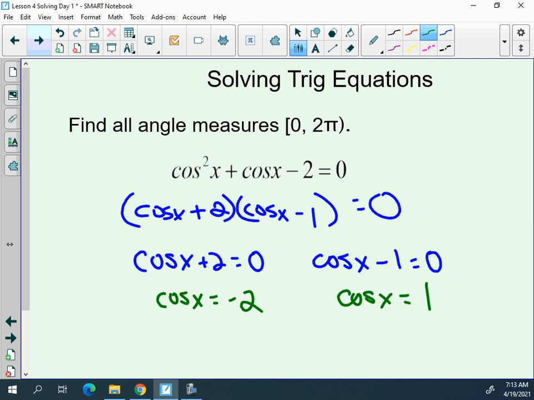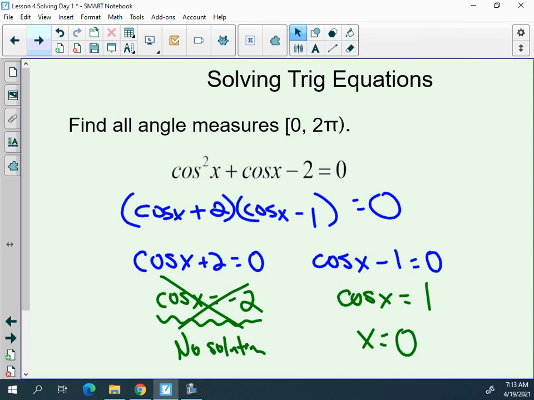Now, looking over at this one, cosine of x equals negative 2. That never happens, okay? It's not a thing. So we know that this one is no solution for this part. And then when is cosine of x equal to 1? At x equals 0. And that's solving trigonometric equations.